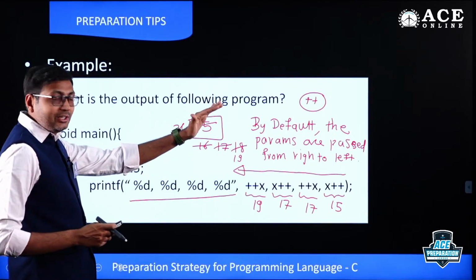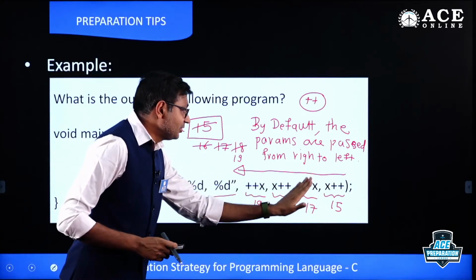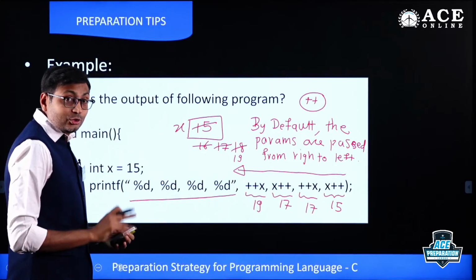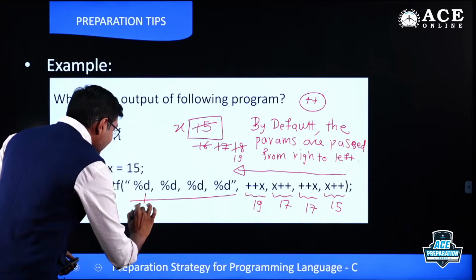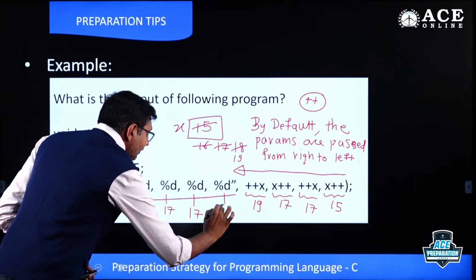So how many times we have incremented x? 1, 2, 3, 4 times incrementation, that is fine. So the output of the program is 19, 17, 17 and 15.